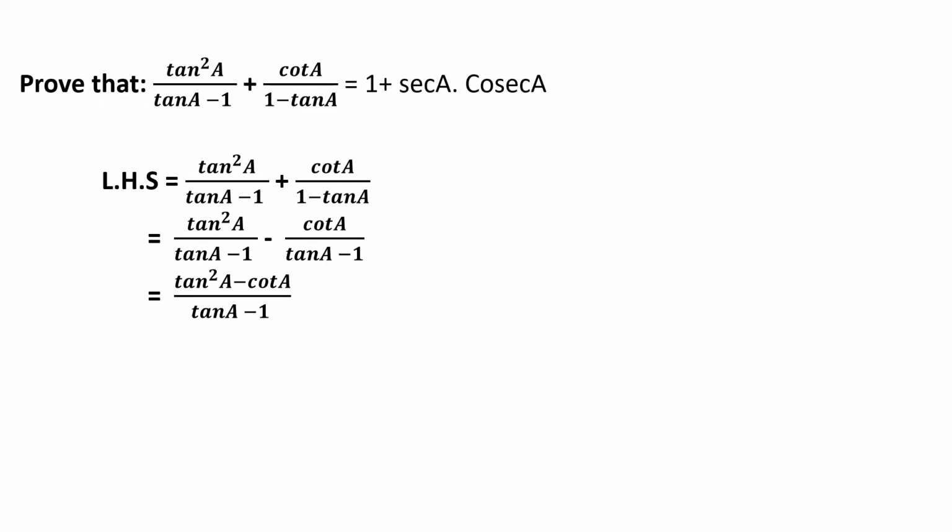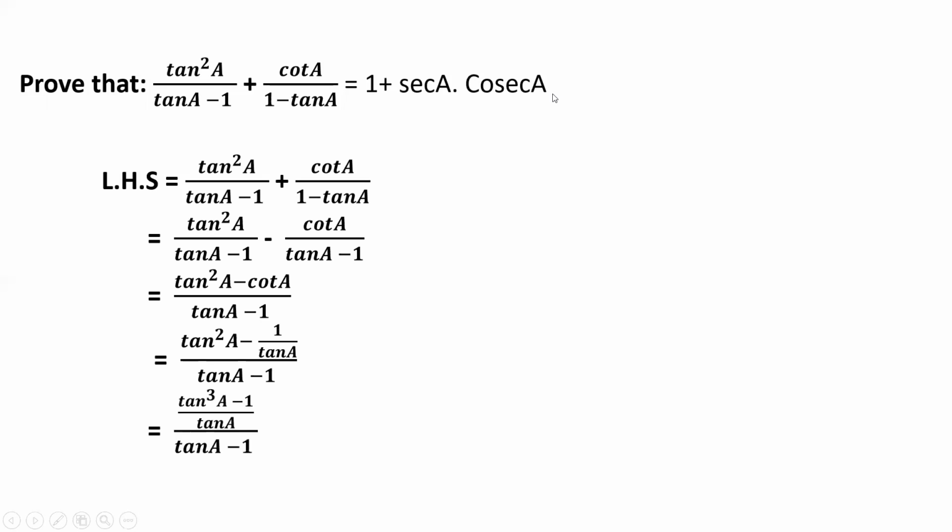Now here, look at here. If we change cot A, everything is tan except cot. We can change cot in terms of tan. So can I do like this? Tan square A minus cot A is tan square A minus 1 upon tan A, divided by tan A minus 1. Now here it seems like everything is in terms of tan. So we can take the LCM here. And when you take the LCM, remember it is tan cube A minus 1 upon tan A. Tan A is the LCM, right? And in the denominator, tan A minus 1 as it is.